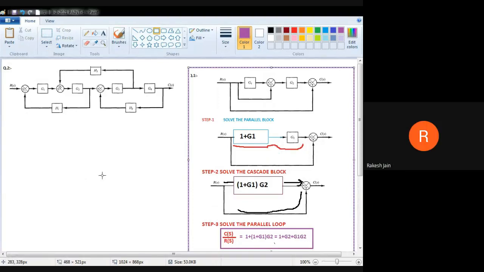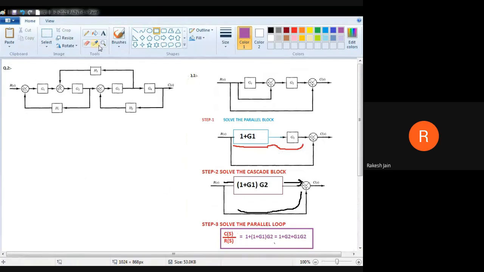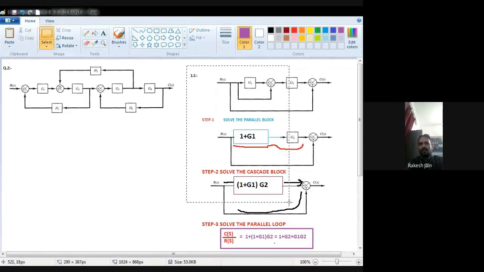So let me take a snapshot and send it to your group also. Kindly wait for a while. Okay. Now I am just removing this and we are going to solve question number second.